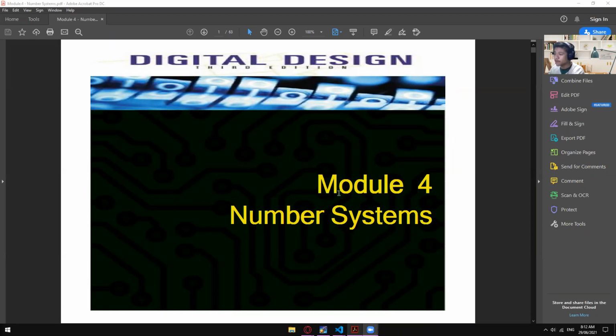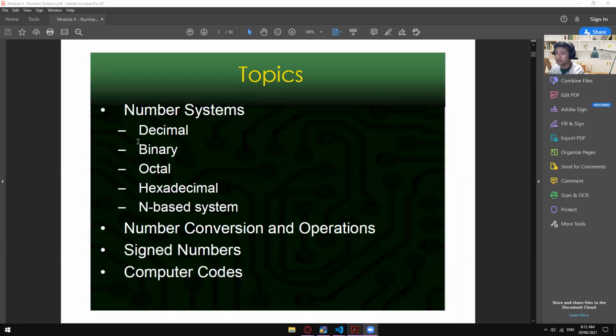The topic for today is Module 4, number systems. Here, we're going to talk about the types of number systems. As you can see, we have five. The first one is decimal, the second is binary, the third is octal, then hexadecimal, and then the n-based system.